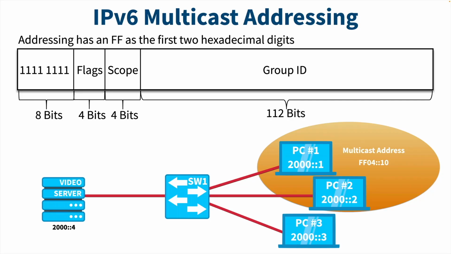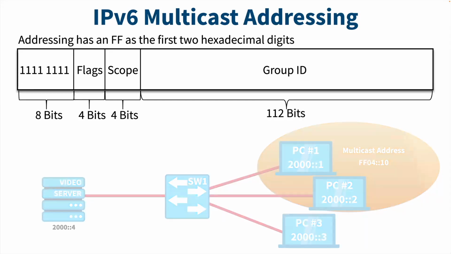So I've got a video server with an IPv6 address of 2000::4, and it's sending traffic destined for that multicast address. So in this case, only PCs 1 and 2 receive that traffic. Then after those first 8 bits, which give us FF in hex, we've got 4 flag bits, 4 scope bits, and the remaining 112 bits are for the multicast group ID.